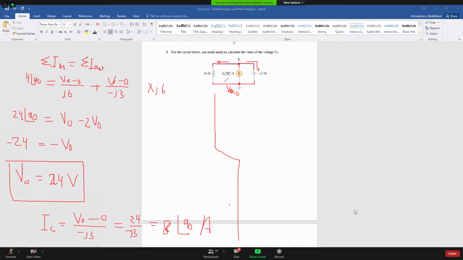Now I'm going to use mesh analysis here. So this is mesh analysis.